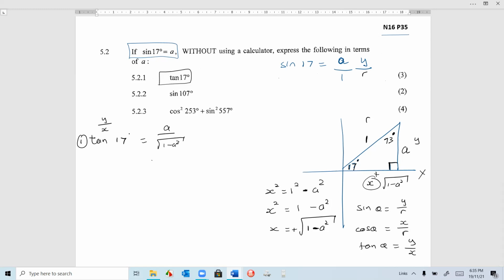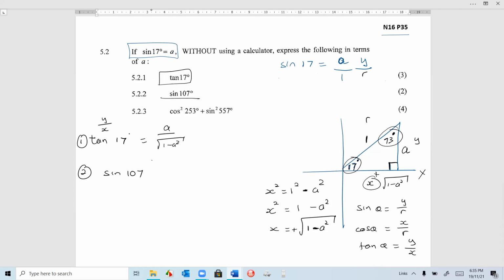So forget about what I just showed you. And now let's return to the question. The second question here is to find sine of 107. Now the diagram has 17 and it's got 73. So now you've got to remember, try and bring this in 17, because 17 is our reference angle. Only if we're desperate, we'll go to 73.